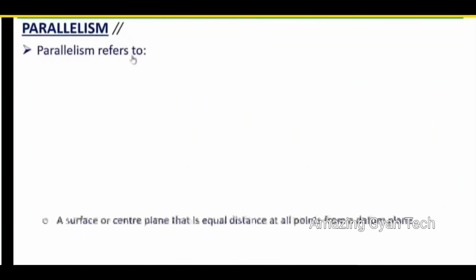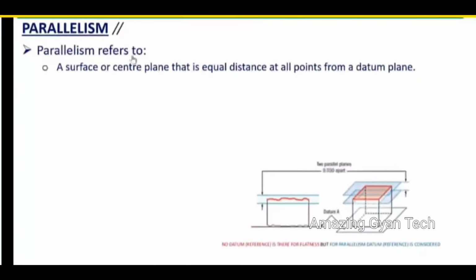Now the next topic is parallelism. This is the last geometric characteristic in the orientation tolerance. The parallelism symbol is represented by two parallel slanting lines separated by a small distance. Parallelism refers to a surface or center plane that is at equal distance at all points from a datum plane. A datum, datum A, is given here. The distance between datum A and the surface you select should be equal at any point you choose.